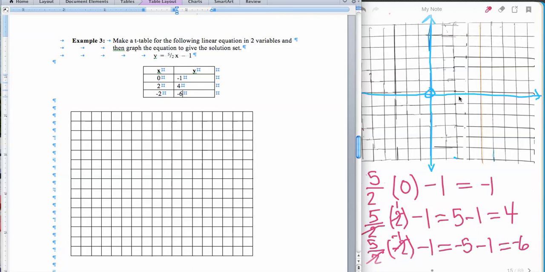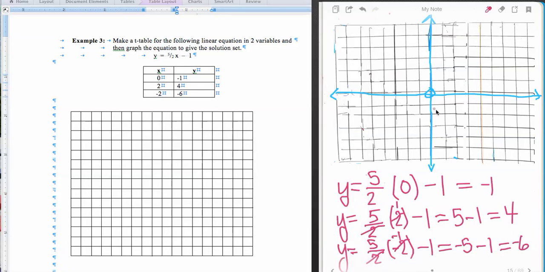Now, of course, the next thing that we're going to do is go plot those ordered pairs. So my y-intercept first, x equals 0, y equals -1, and we want to put the ordered pair there as we plot that point. And then our next ordered pair, x equals 2, y equals +4. Let's see, 1, 2, 3, and 4. And that gives us x is equal to 2, and y is equal to +4. And then last, we have x is equal to -2, and y equals 1, 2, 3, 4, 5, and 6.